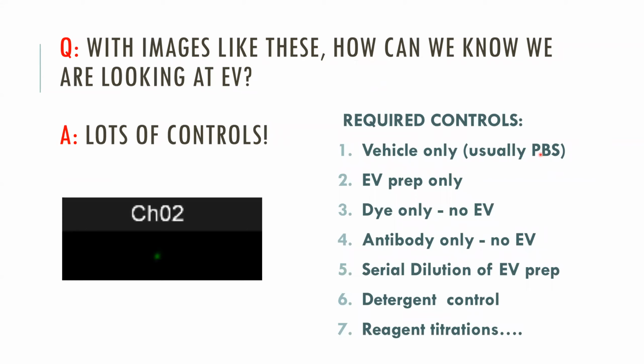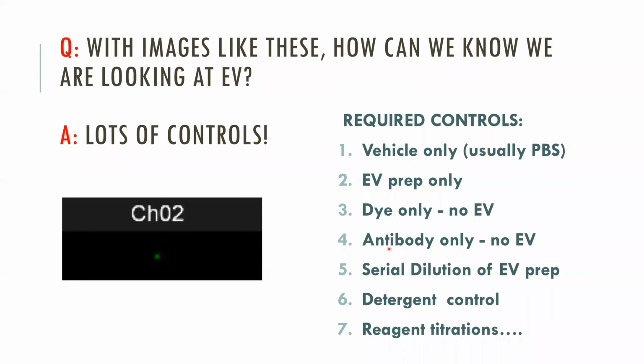Unfortunately, the answer to that is the one nobody wants to hear: lots and lots of controls. You have to run a vehicle-only control. You have to run the EV prep with no dye in it so that you can establish that that's not some kind of inherent fluorescence or autofluorescence that you're seeing. You need to run the dye only so that you can tell that there are no aggregates that the dye is forming, because it is a lipophilic dye. It's also going to be hydrophobic, and it will form little balls potentially in your PBS.